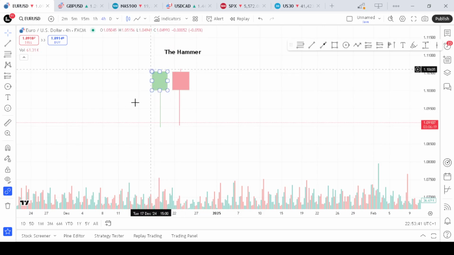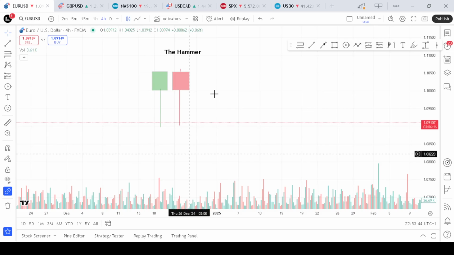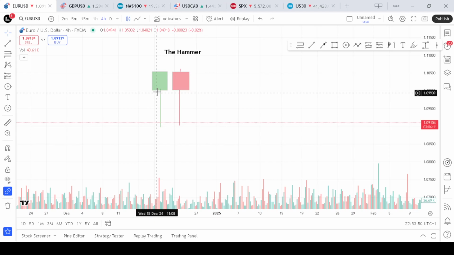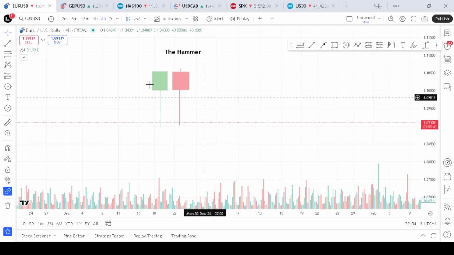downtrend might be weakening. To spot a hammer, you look for a small body at the top of the candle, a very long lower shadow at least twice the body length, and minimal or no upper shadow. It typically appears at the bottom of a downtrend. The candle color isn't crucial, but a green hammer indicates stronger buying pressure. For trading, wait for confirmation if you are trying to trade this pattern.